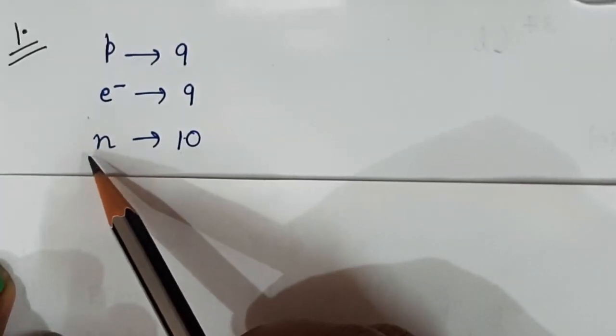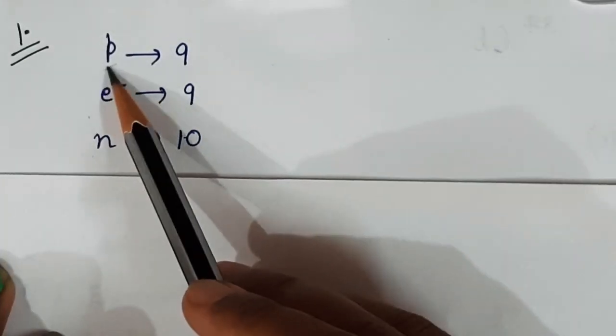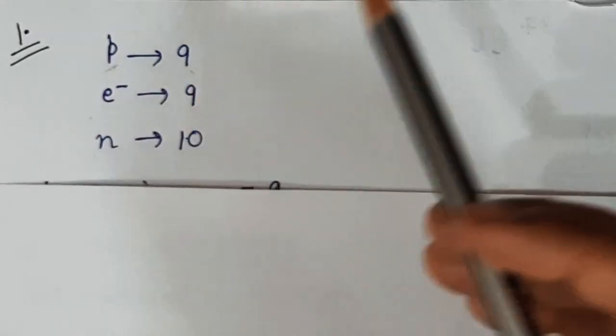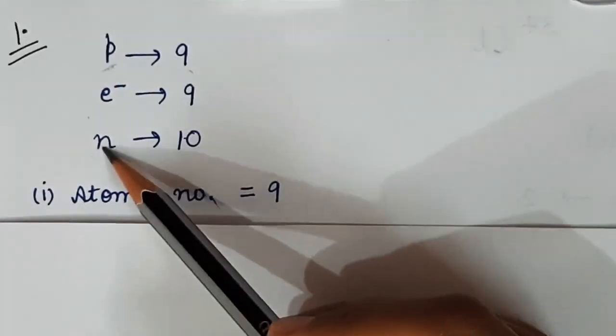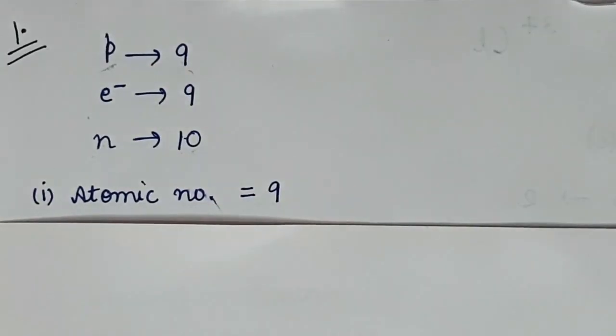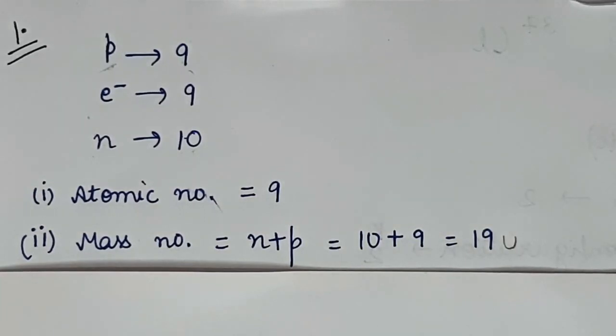So first part is, what is the atomic number of the element? You know that atomic number is equal to number of protons, and the number of protons are 9. So the atomic number is 9. Clear, students? Second part is, what is the mass number of the element? What is the formula to calculate the mass number? Protons plus neutron. So 9 plus 10, that will be 19 U. That is the mass number.